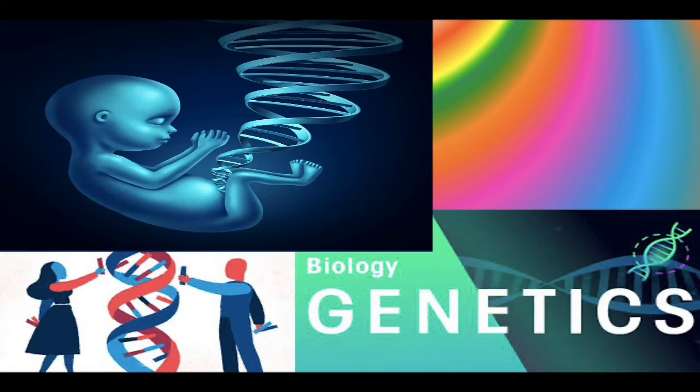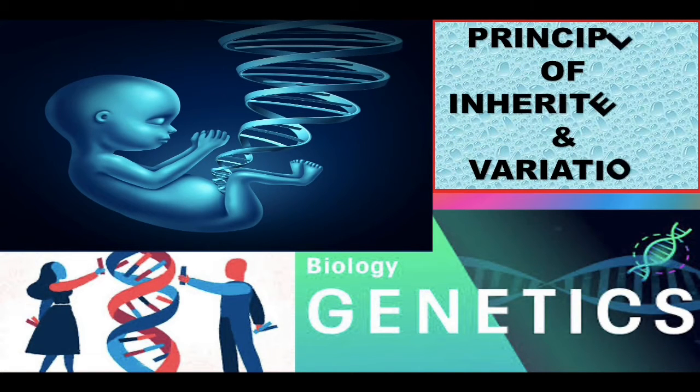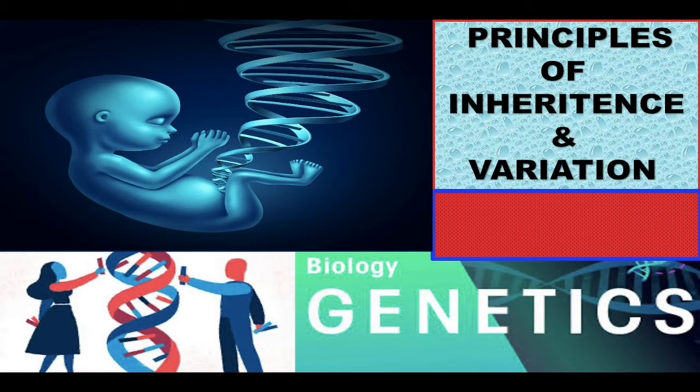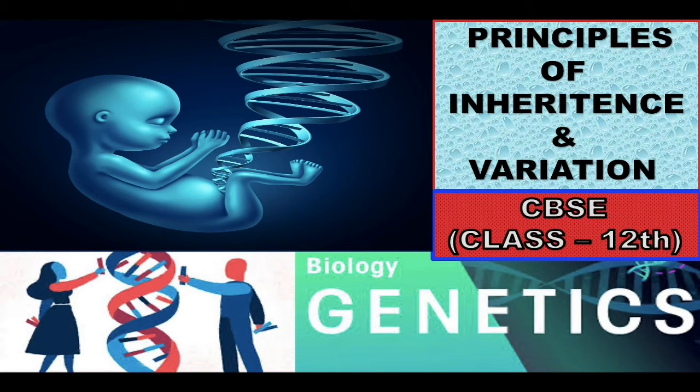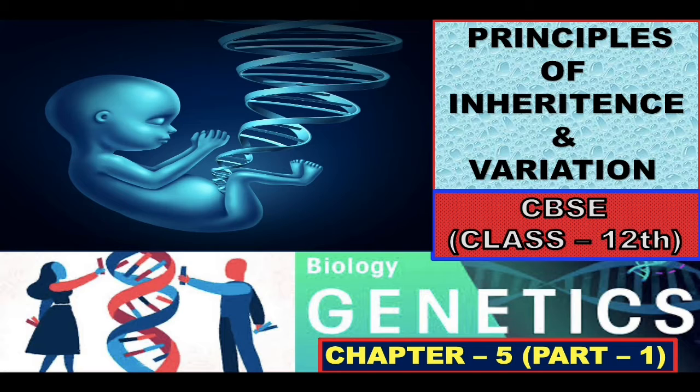My biology classes. This is the first video in the series of genetics. Before this, we had completed 3 series, that is human physio, cell bio and reproduction. Now in this video, our topic is principle of inheritance and variation, and this video is from CBSE class 12th, part 1st of chapter 5th.